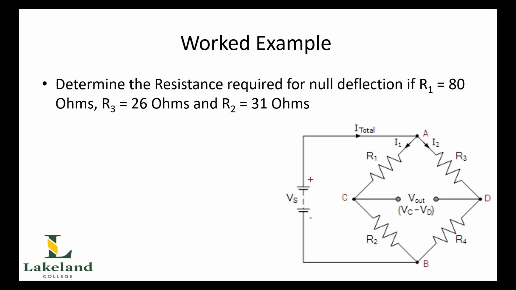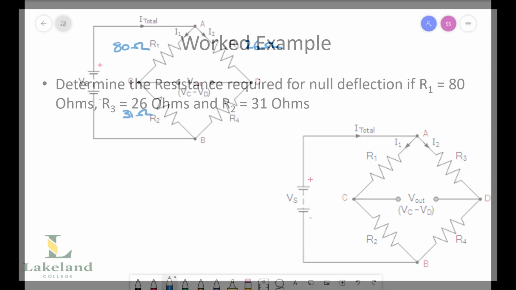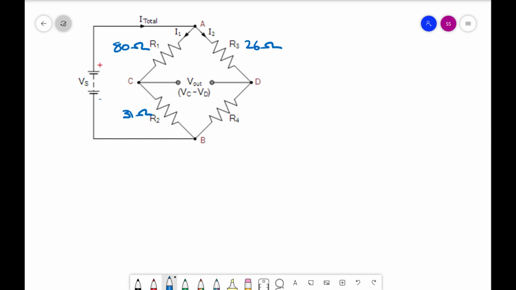Okay, so for this first worked example, we want to determine the resistance required to achieve null deflection if R1 is 80 ohms, R3 is 26 ohms, and R2 is 31 ohms. So in other words, the unknown resistance here is the one that we don't know about, that is R4. So let's throw this onto the whiteboard, and then we can go ahead and use our ratios to determine our answer.